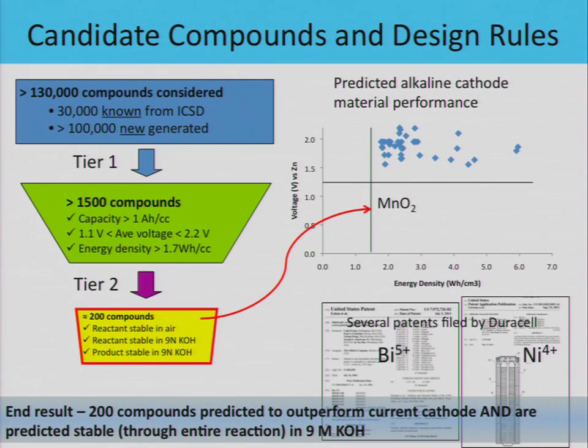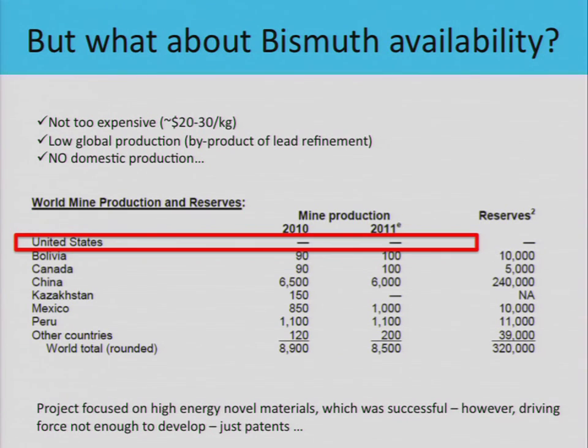These are some of the patents that were filed by Duracell, bismuth 5 and nickel 4. They're working on the nickel 4 one. The bismuth one came upon a bit of an obstacle. So we actually screened out 2 expensive elements. We didn't even put gold in our optimization or platinum because, you know, never going to work in a consumer battery like this. But bismuth made it in because bismuth actually isn't very expensive. But it has a very low global production. It's one of those elements that's produced along with something else. It's sort of a side element that is not mined directly. There's no domestic production, absolutely none in the US.